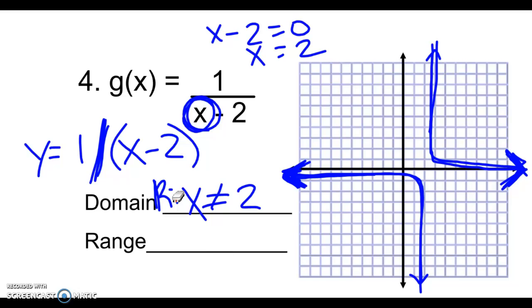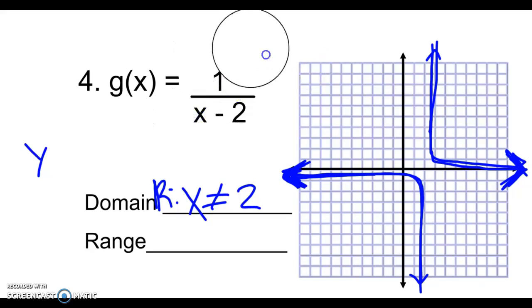All right, so then let's look at the range. The range says, what line are we not crossing? It looks like it's hovering along this line. Oh, I picked the wrong color. Hovering along this line, and then it slides down and scoots along that line again. So what is that y value?